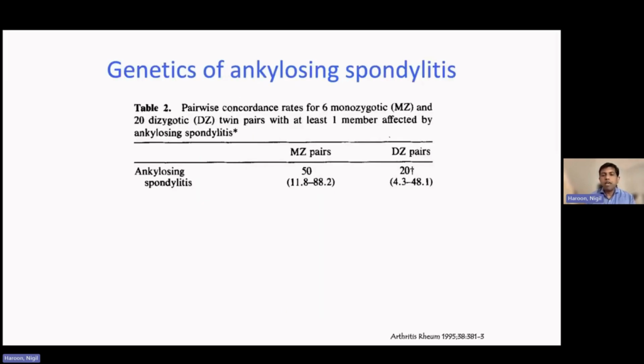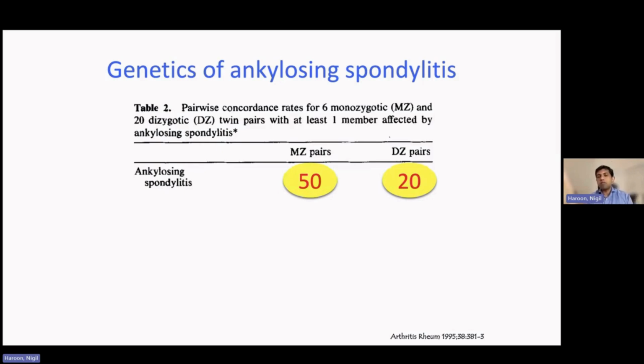The earliest clues came from family studies and twin studies. If you look here is a study of 6 monozygotic twin pairs and 20 dizygotic twin pairs. So this means that these are monozygotic pairs, almost identical twins, and dizygotic means they have some gene sharing, but they are not identical, right? And this number here refers to the percentage where if one twin is affected, the second twin is also affected with AS.